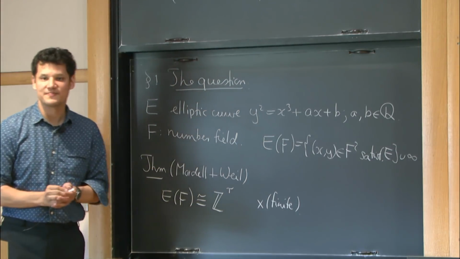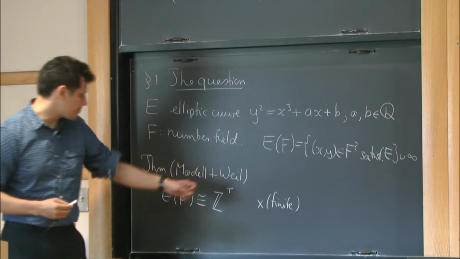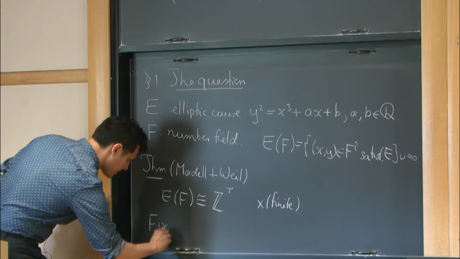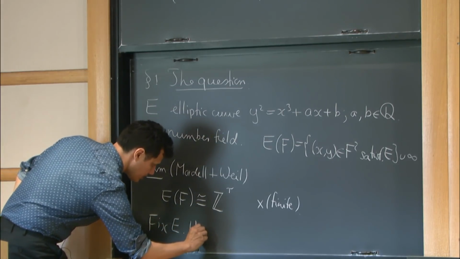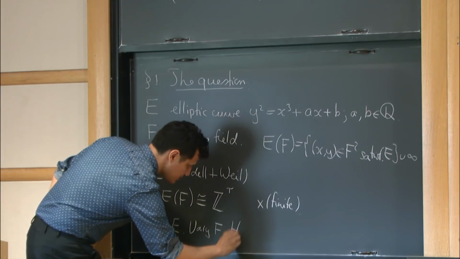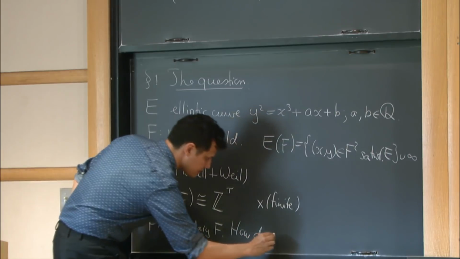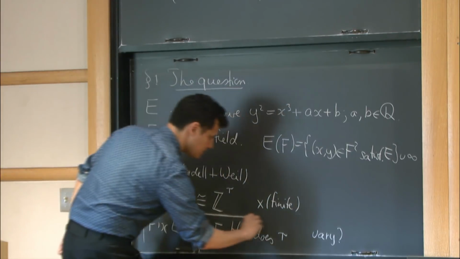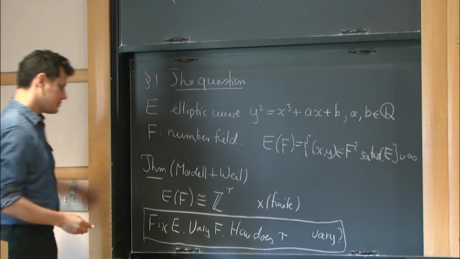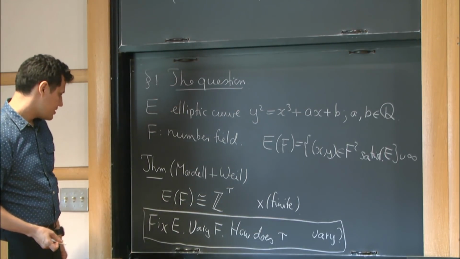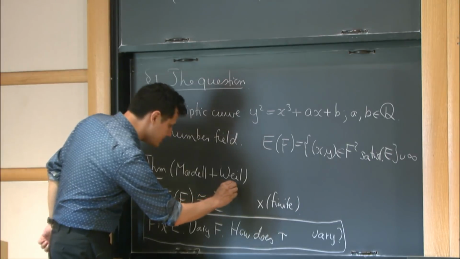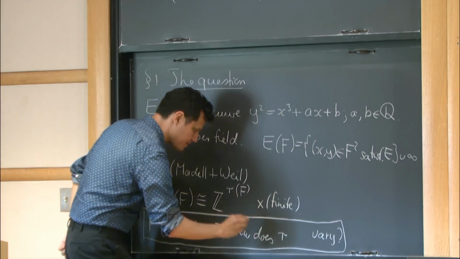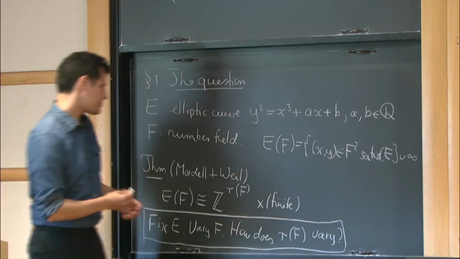So determining the rank R is hard, but one might hope to say something about R as one varies F. So the question is, I fix E, I vary F. How does R vary? And since we're fixing E and varying F, let's record the dependence of this rank R, which depends on both E and F, just by R of F.